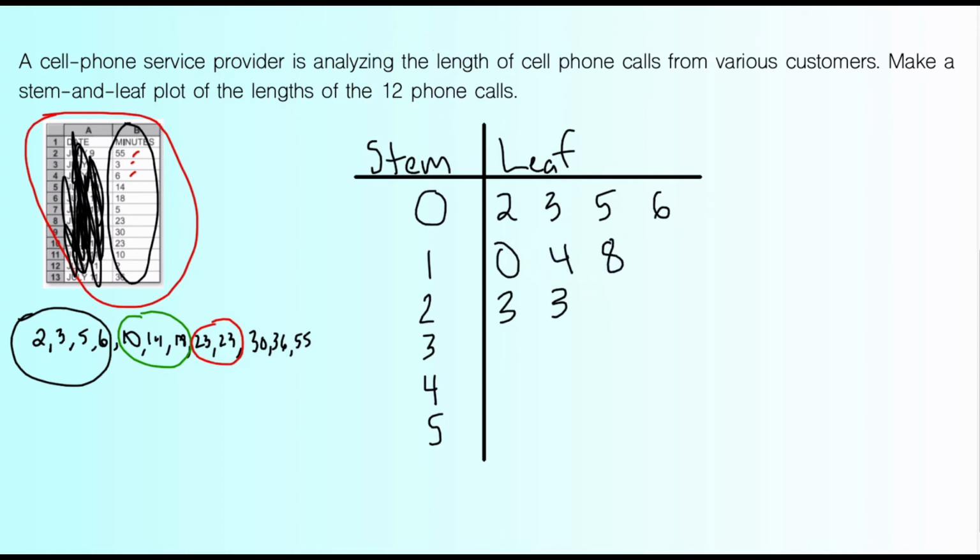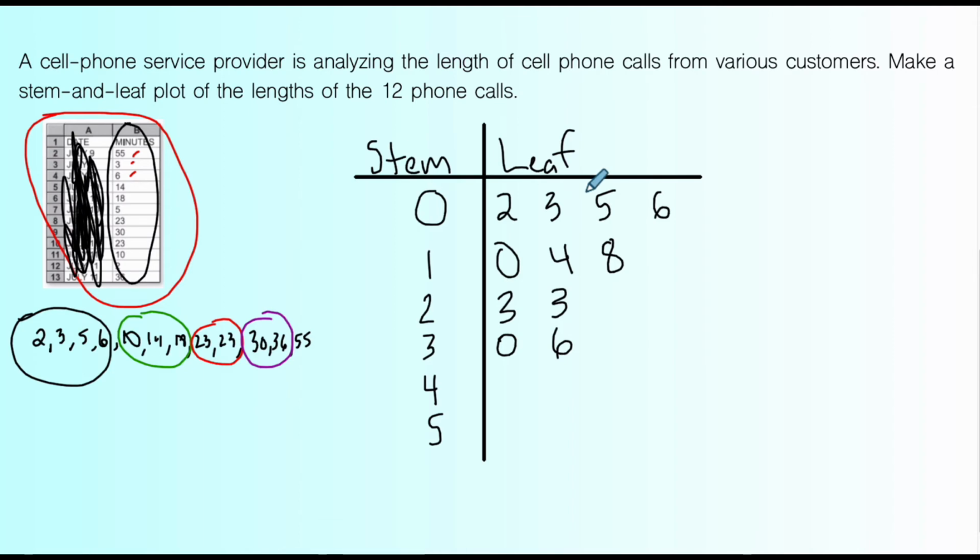All right, next would be things that are in the 30s, and I do have two of them, 30 and 36. So 30 and 36. You'll notice that I put a stem here for the 40s, even though there are no 40s here. This is an important point. You always include stems even if they don't have leaves.